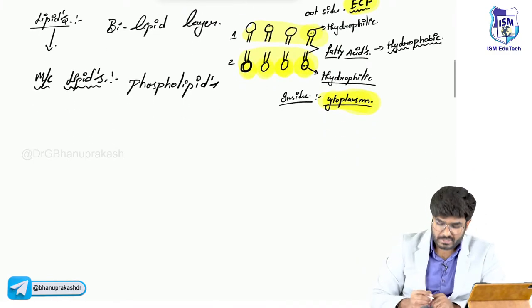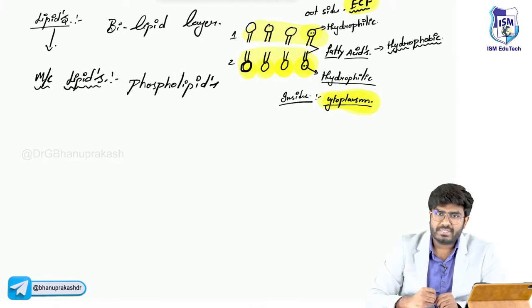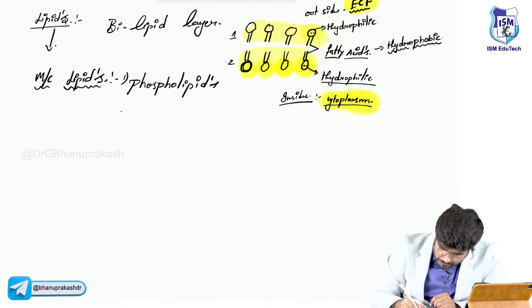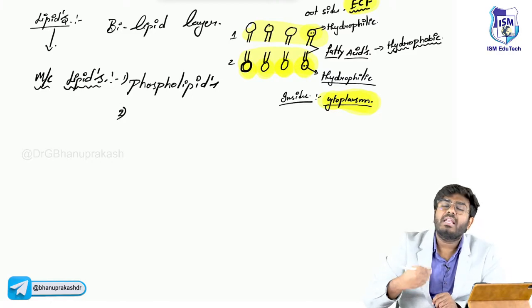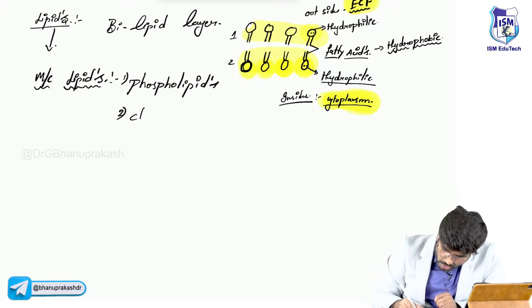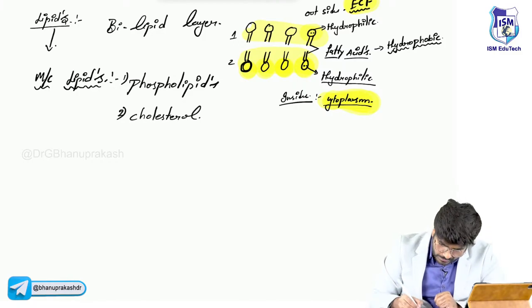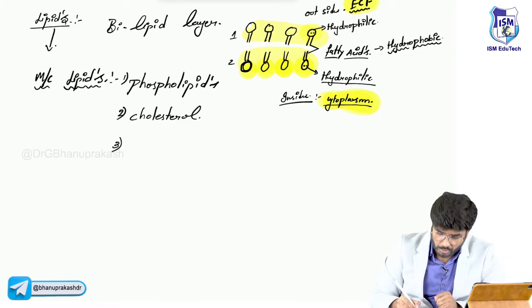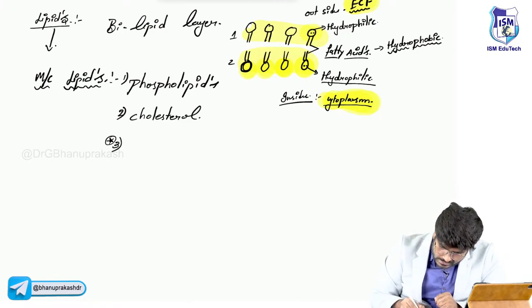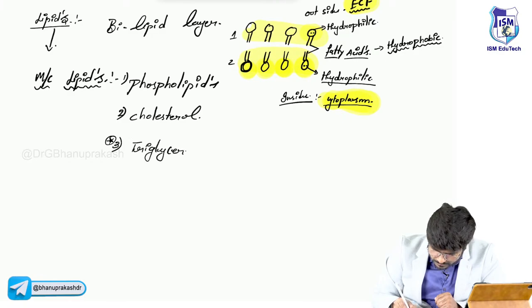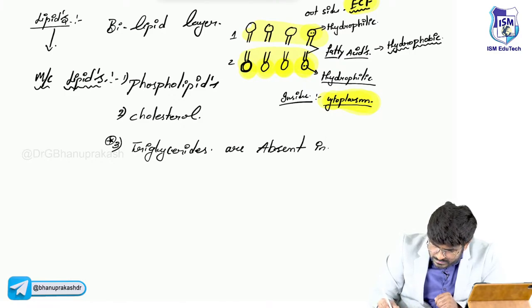Okay, phospholipids. Now, apart from phospholipids, in the cell membrane, which other lipids are present? Cholesterol. It's also a lipid. Cholesterol is also a lipid. But a very important point, note: triglycerides are absent in the cell membrane.